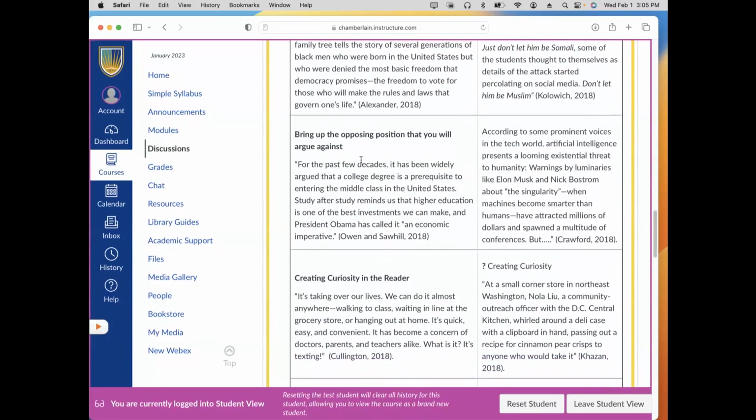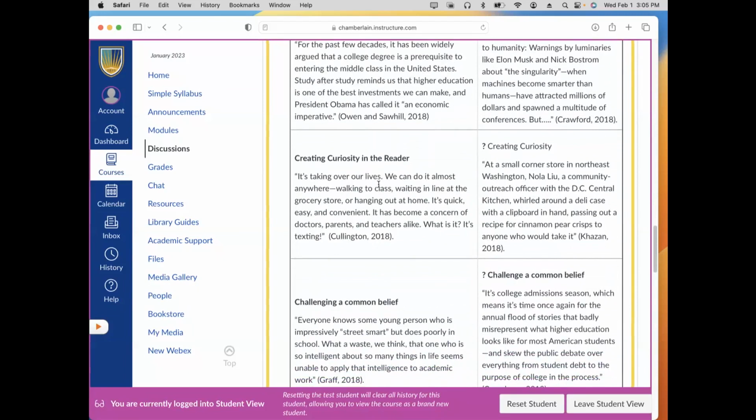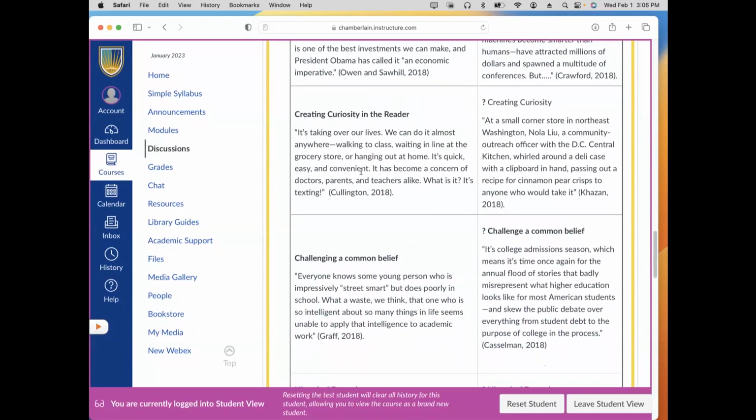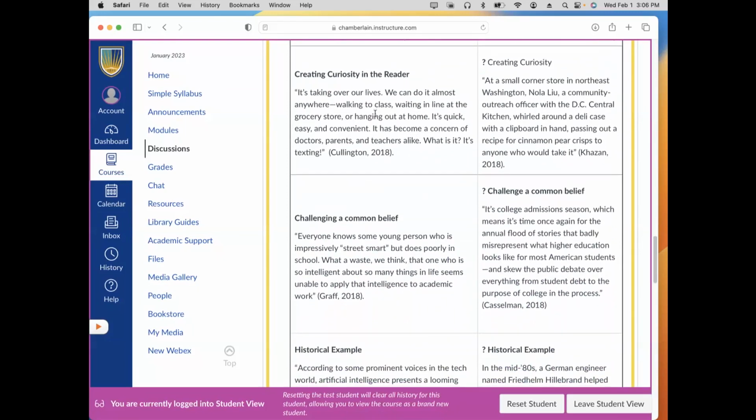You could bring up the opposing position that you're about to argue against. Some people like that strategy. It's almost like a counter argument. So you bring up the other side: everybody thinks this, but actually, this is creating curiosity. You don't know what they're talking about till they get to their main subject. Like, it's taking over our lives, we can do it almost anywhere, and so on. And then you figure out it's texting. That's creating curiosity, a mystery sort of thing.